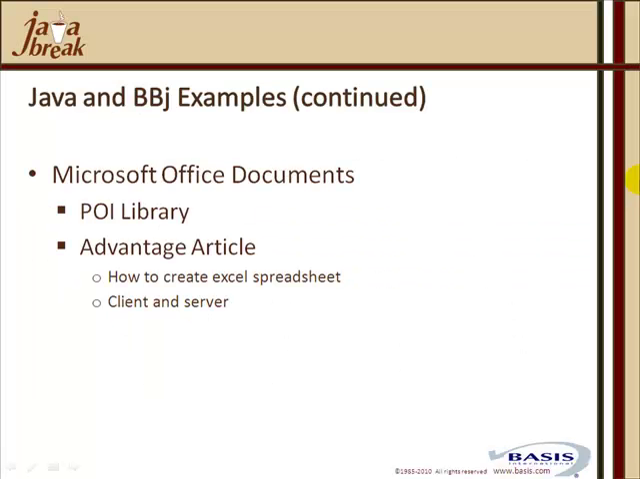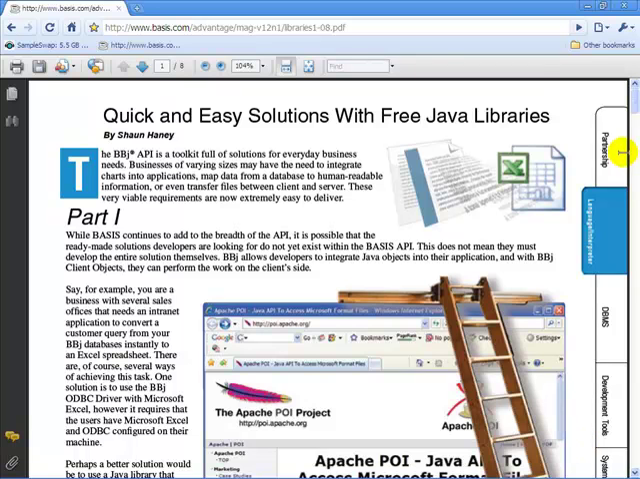Another example of using Java and BBj that we'd like to illustrate is using the POI library to create Microsoft Office documents. There's an Advantage article that explains how to do this, and in this article it explains how to create an Excel spreadsheet, in which that Excel spreadsheet can be created on the client or on the server. This particular article was written by Sean Haney in version 12 of our magazine that was released in 2008. The title of this article was appropriately named Quick and Easy Solutions with Free Java Libraries.